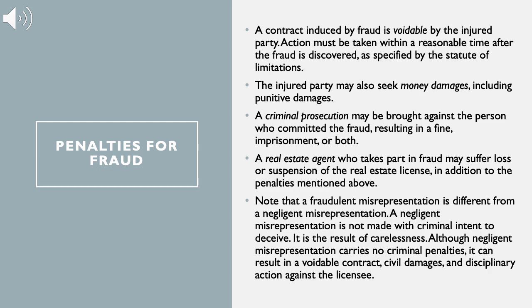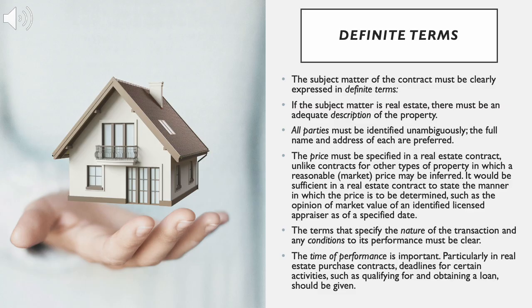Definite terms. The subject matter of the contract must be clearly expressed in definite terms. If the subject matter is real estate, there must be an adequate description of the property. All parties must be identified unambiguously. The full name and address of each are preferred. The price must be specified in a real estate contract, unlike contracts for other types of property in which a reasonable market price may be inferred.